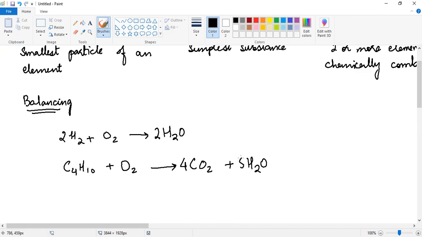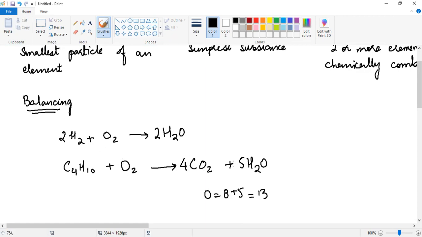If I just put a 5 over here, we have now balanced the hydrogen. As for the oxygen, on the product side, let's count the number of oxygen atoms. The count is 8 plus 5, so we have 13 oxygen over here. And on the reactant side, we have just 2. So in order to make it 13, what are we supposed to do?